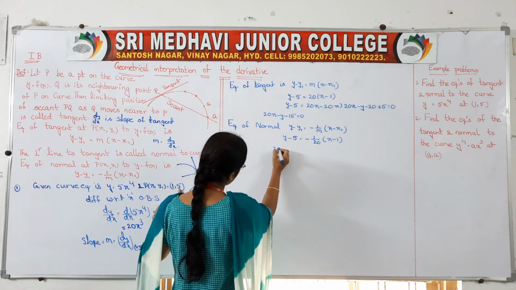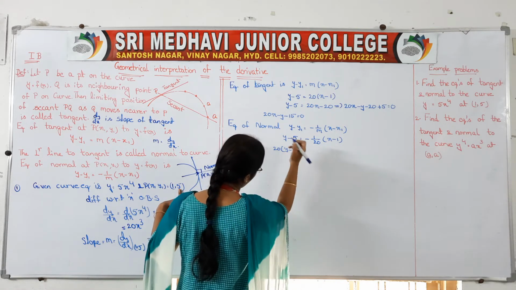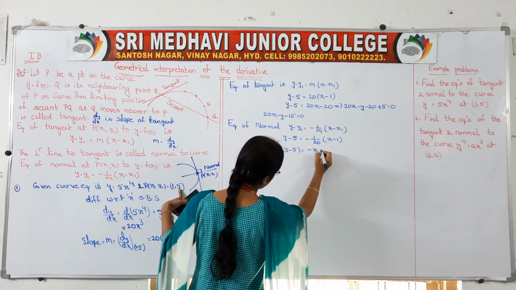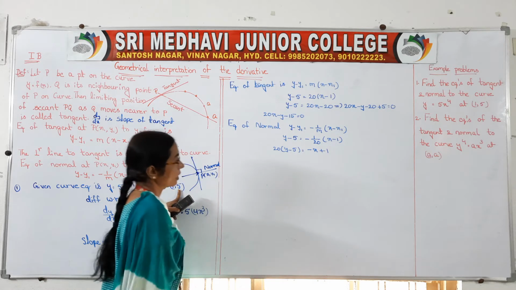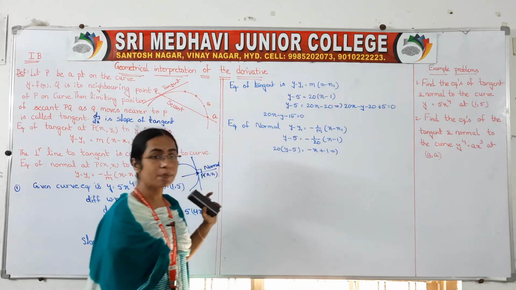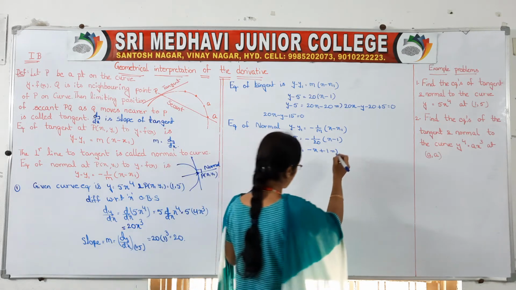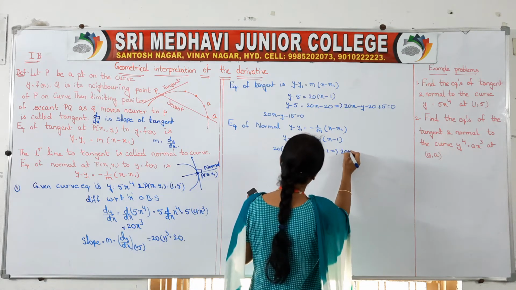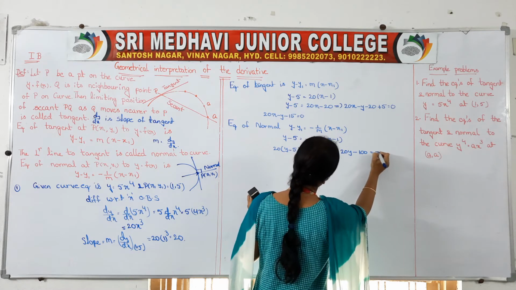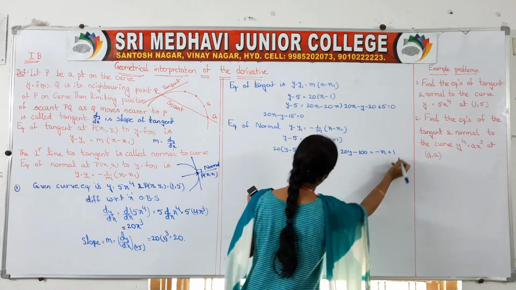So 20 comes this side. 20 into y minus 5 is equal to minus x, minus of minus, plus 1. Generally, first the x term, then the y term, then the constant term. So it is 20y minus 100 is equal to minus x plus 1.